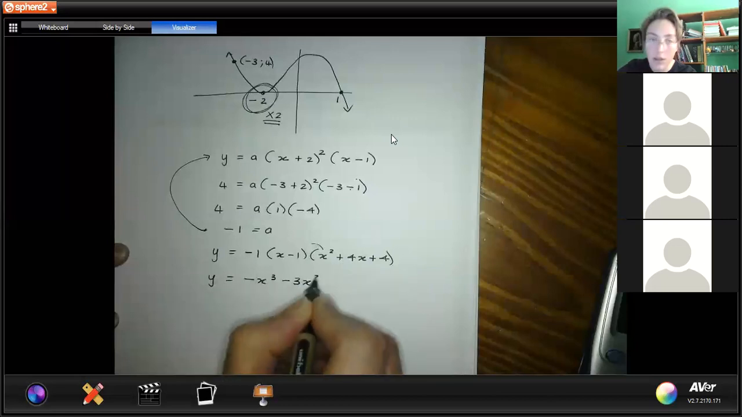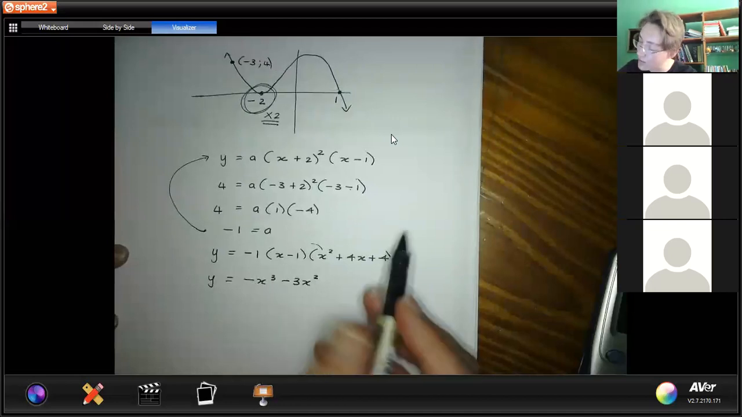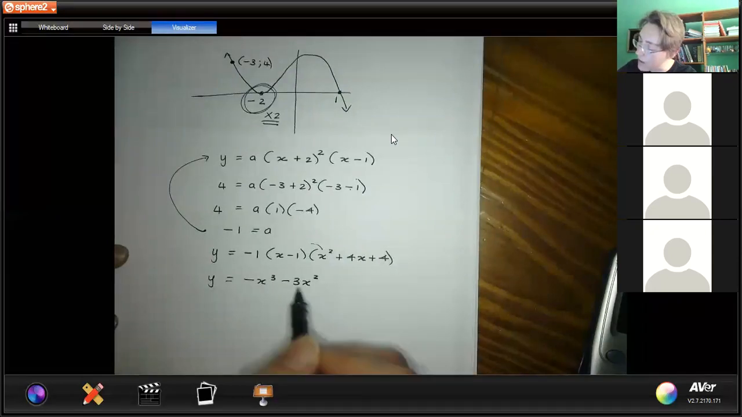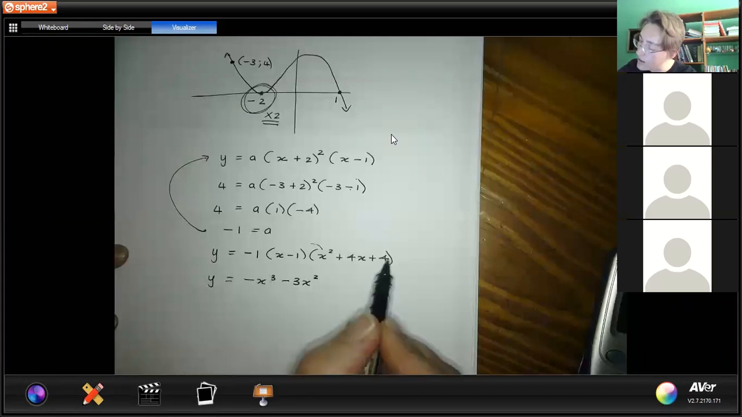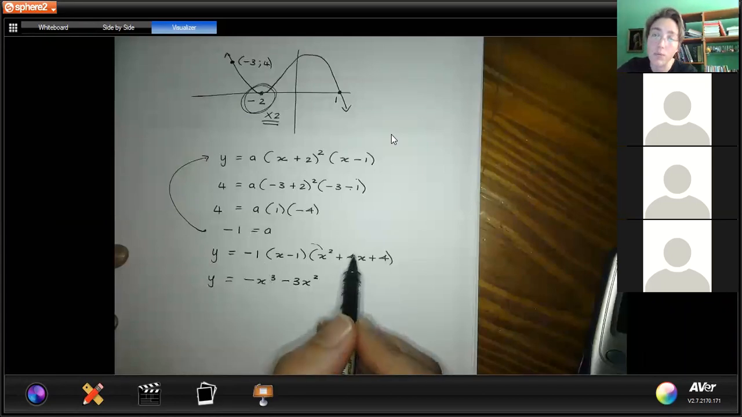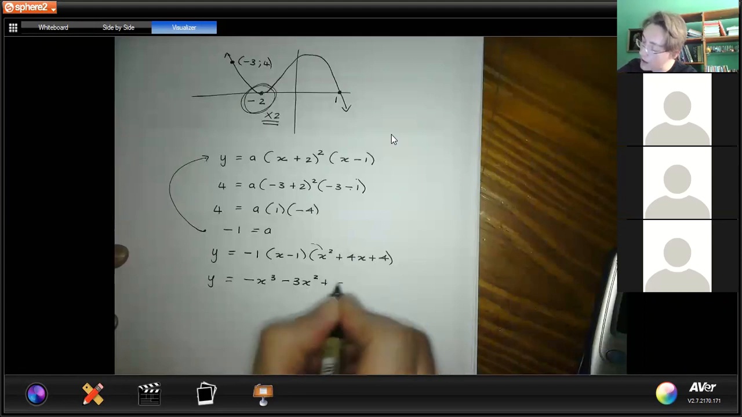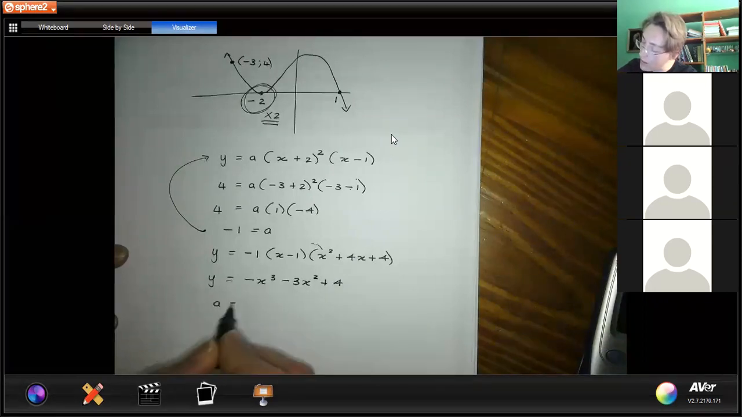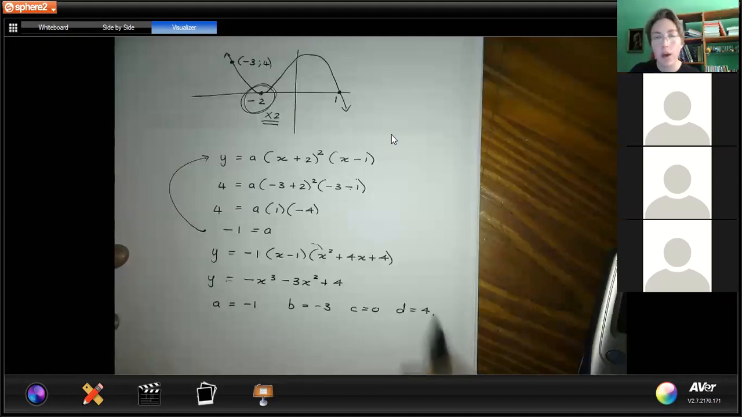I know I'm rushing a bit, but I've got an HOD meeting at 12, so I just want to finish this example. Then the next one, if you multiply x by 4, I get 4x. Now if I multiply negative 1 by negative 4, I get plus 4x minus 4x, which is actually 0. So I don't have to write that down. Now if I multiply these last two, minus 1 by 4, it's minus 4 times minus 1 is plus 4. So that means my A value is negative 1, my B value is negative 3, my C value is 0, my D value is 4. There we go.